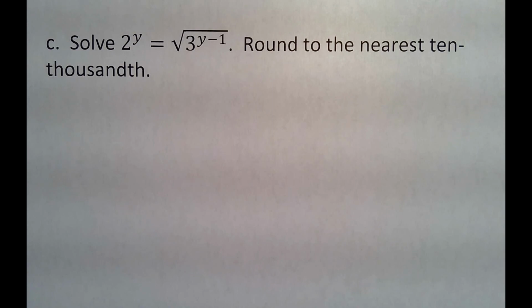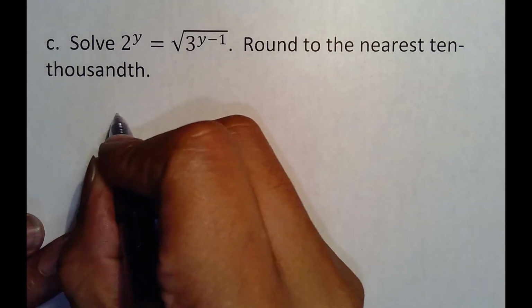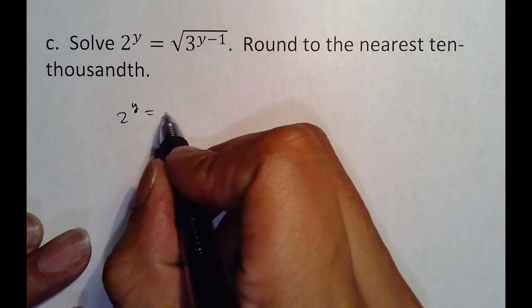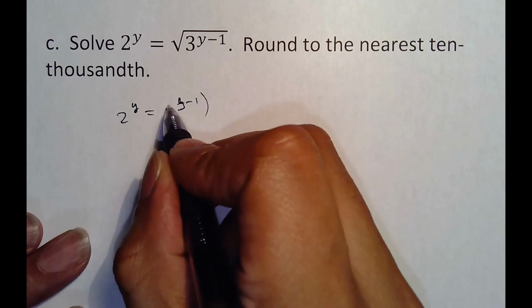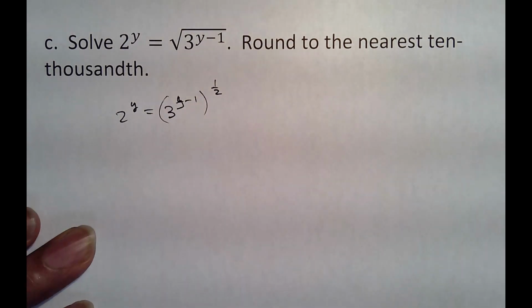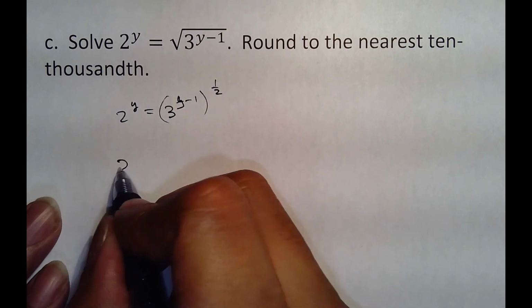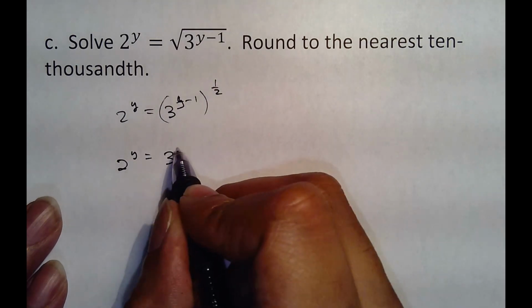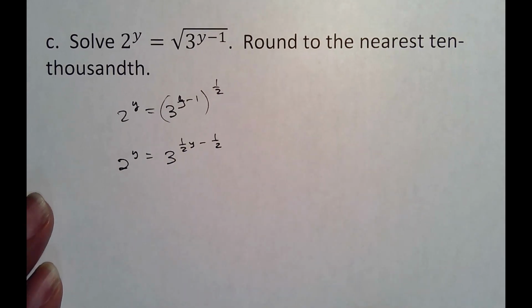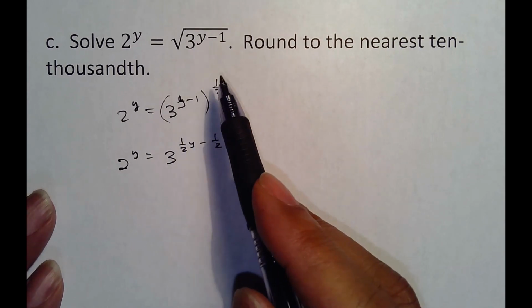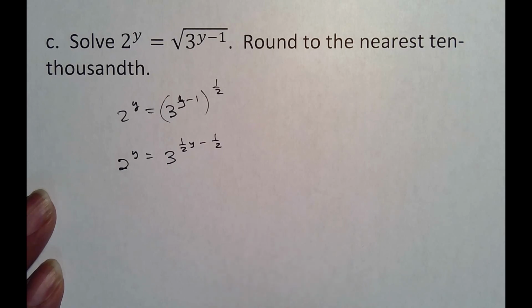Again, when you get to the Math Excel, when you get to the work, that is where everything's going to be. And then of course C just looks a little bit weird, but the thing I want to make sure you understand about C is that this can be rewritten as 3y minus 1 to the 1/2, which means it ends up as 2 to the y equals 3 to the 1/2 y minus 1/2. Because of course we distribute that 1/2 to everything in there.